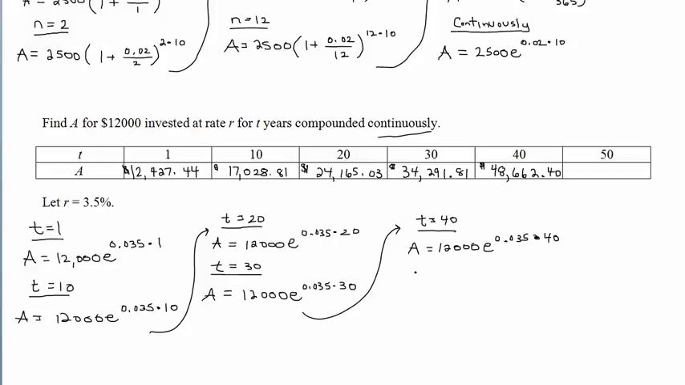After 40 years, you've quadrupled your money. And after 50 years, at about the time you're ready to retire, your $12,000 is now at $70,000. I think that's a pretty good deal. It's just the problem is, how do you come up with $12,000 right now?